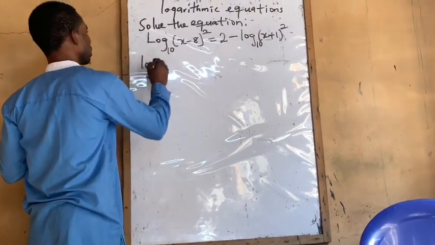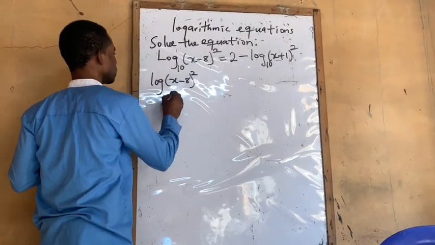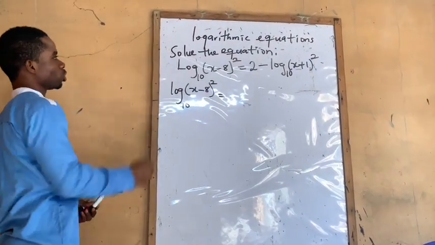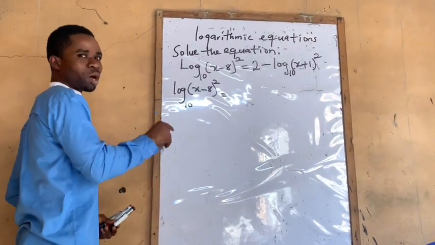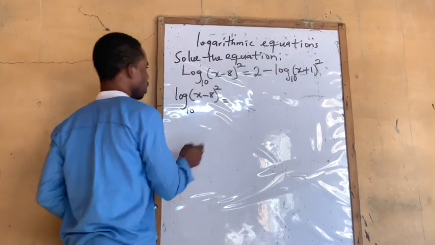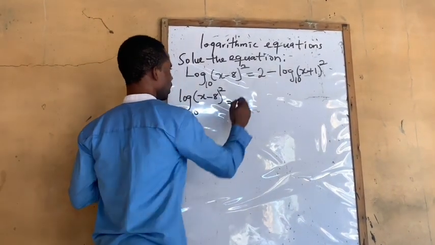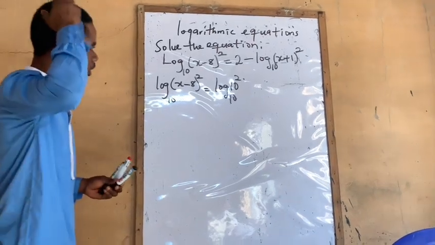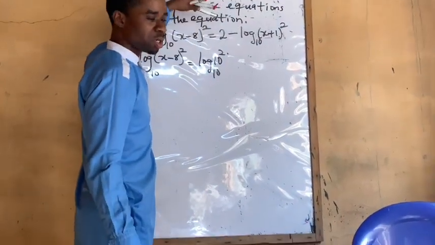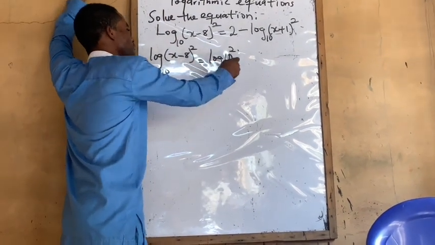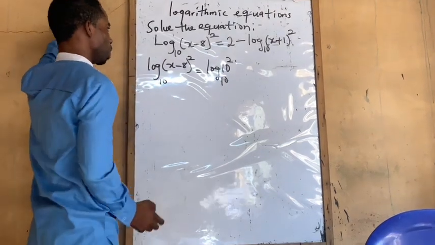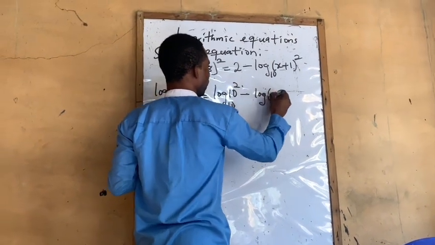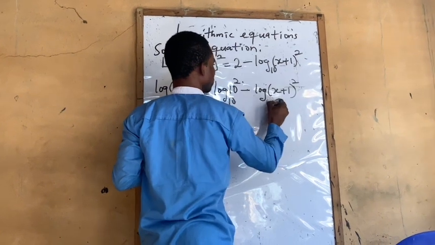Now I have log(x minus 8) squared to base 10 equals 2. When you see an ordinary number like this in an equation, you have to log it. It's very important to log it. How do you log it? You log it according to the base you are seeing here. So it's going to be log 10 raised to the power 2. I told you that when you log it, it must give you the number back. If I bring this 2 back here, that is 2 log 10 raised to 10, and log 10 raised to 10 is 1. 1 times 2 is going to be 2 back. So it's very important for you to know that minus log (x plus 1) squared to base 10.